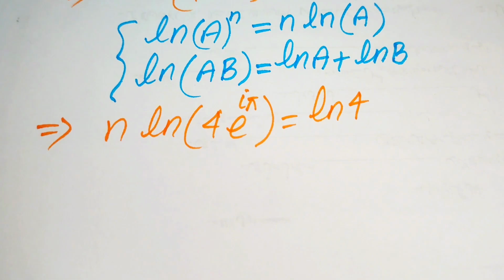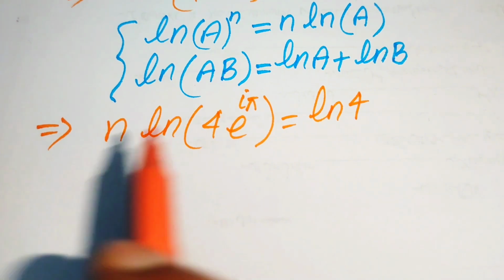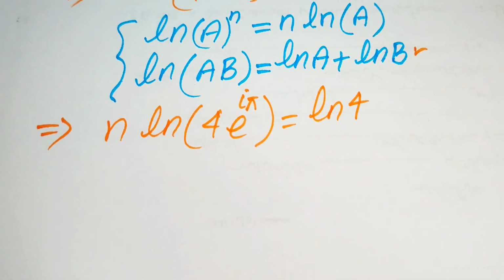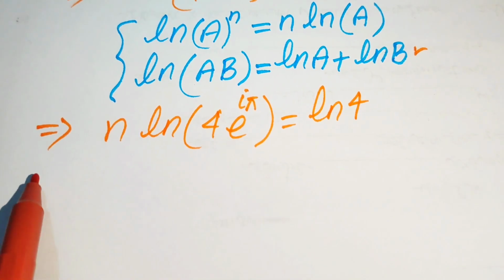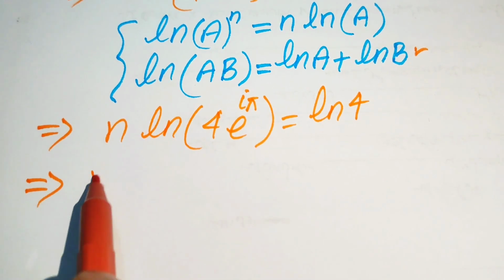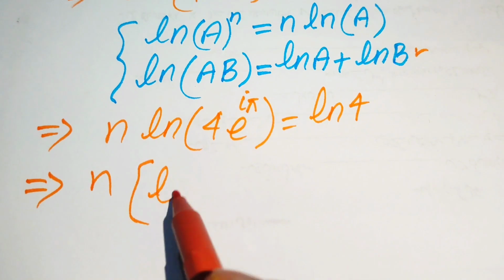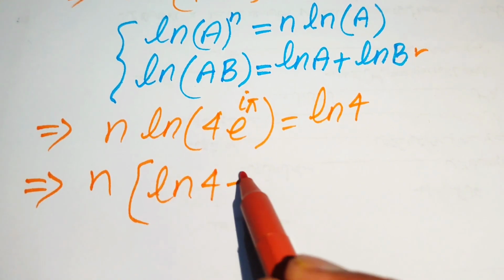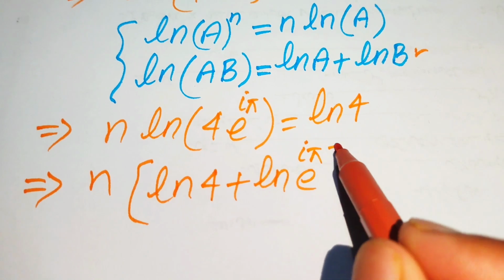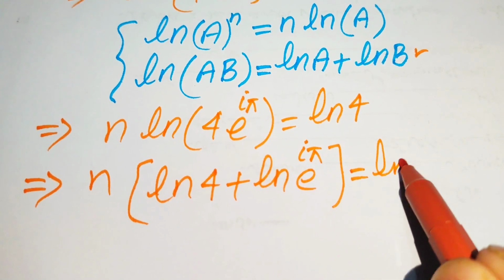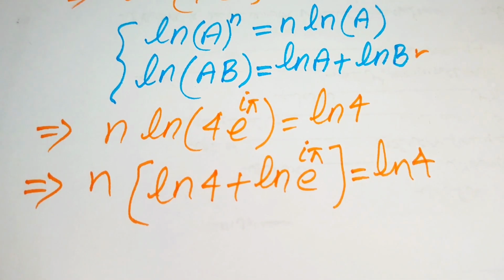And now in the next step we use the second property of log. According to the second property of log, we separate the log on both of these terms, and it will be written as n times log 4 plus log of e to the power of iota pi equals log of 4.